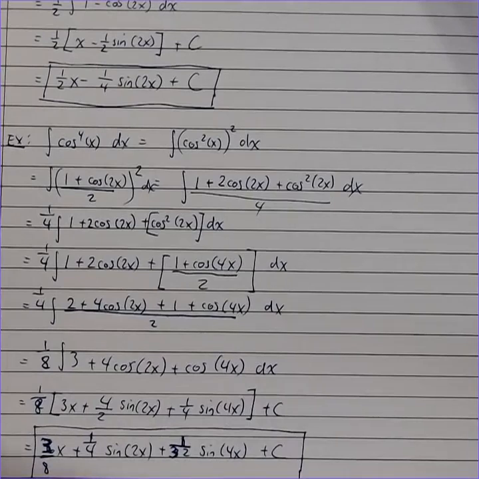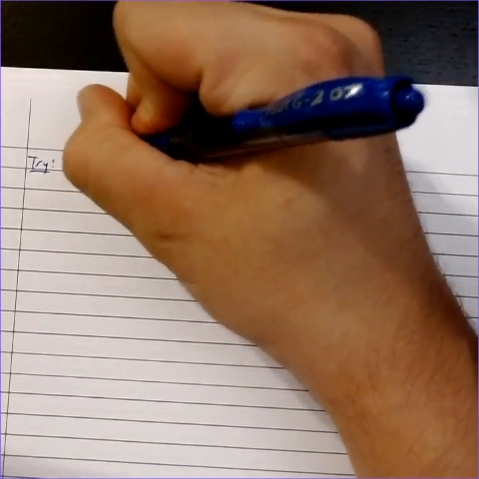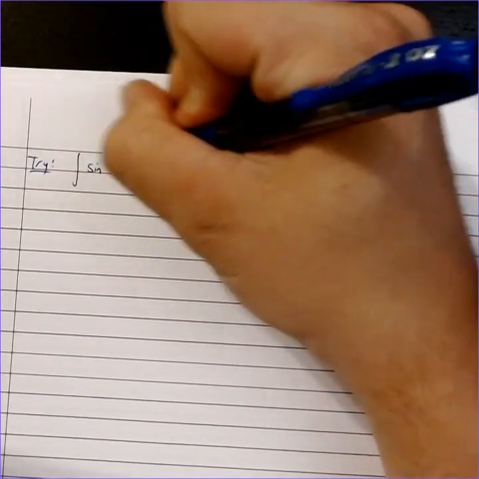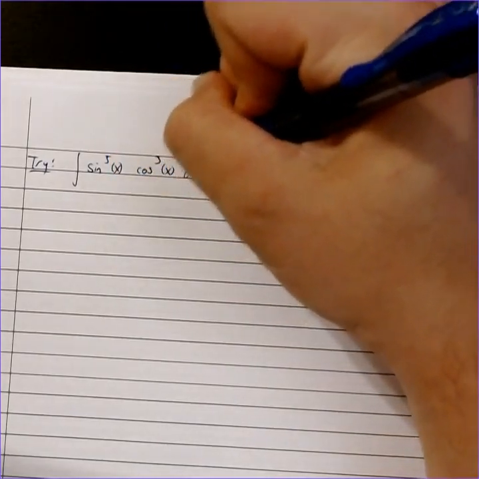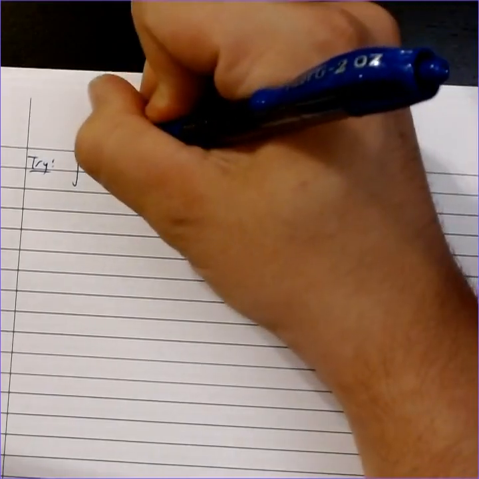All right. So go ahead and give one of these a try. Find the integral of, let's say, sine to the 5th of x, cosine to the 3rd of x, dx. Okay. Go ahead and pause the video. Power 5, power 3. Go ahead and pause the video and work through it. And once you have a result, go ahead and unpause and we'll go through it together.